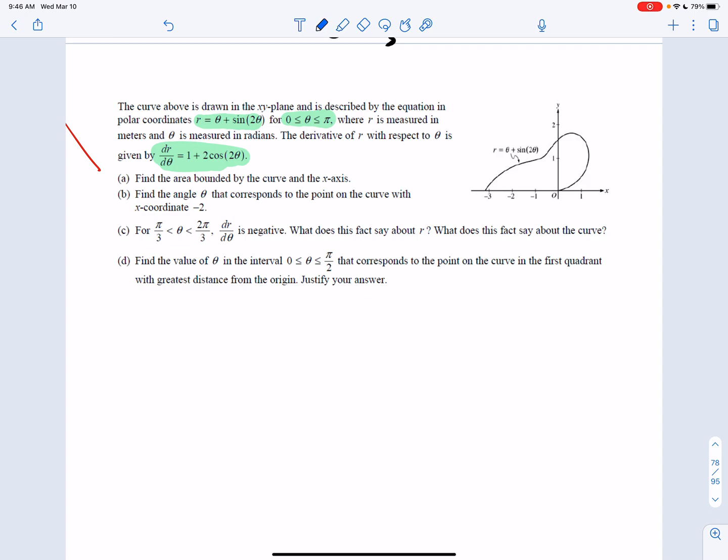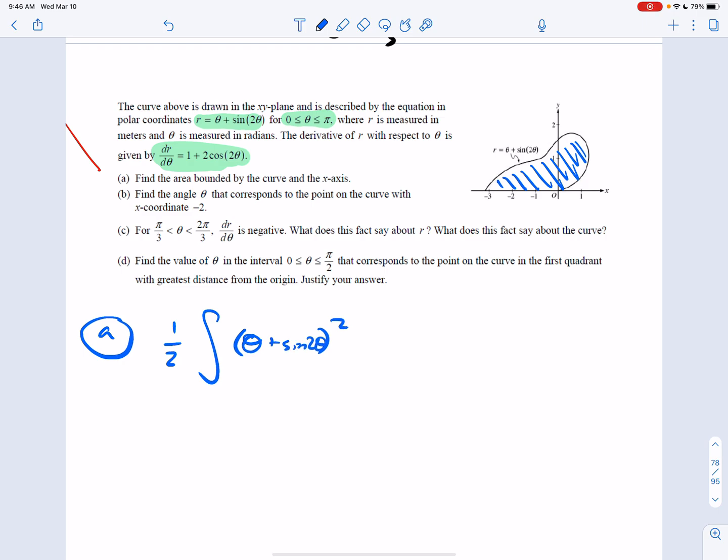Okay, so part A. Find the area bounded by the curve and the x-axis. So pretty much everything in here. This is super easy because it's 1/2. There's only one function here, so it'll be the integral of theta plus sine 2 theta, squared, d theta. And they even give you the bounds, 0 to pi. That's a quick plug and chug, whatever that comes out to there, okay? Here's part B.